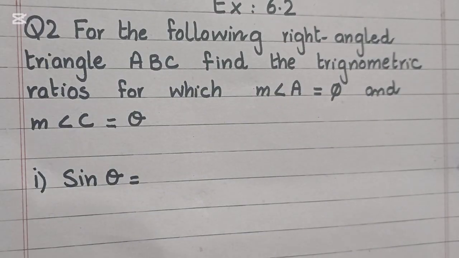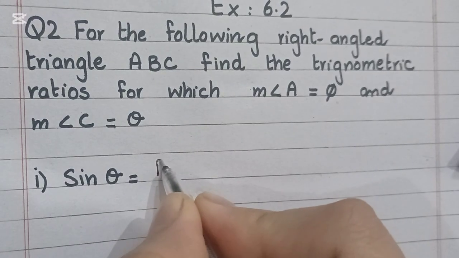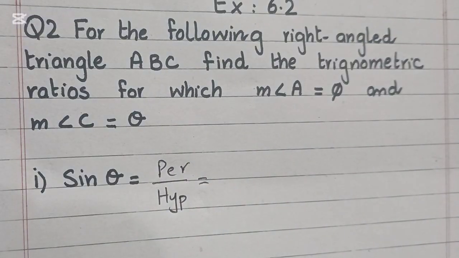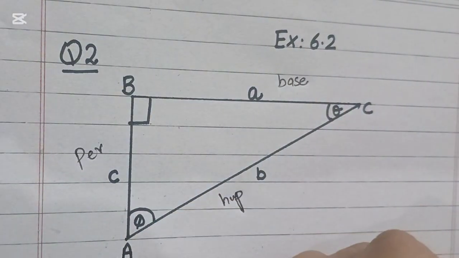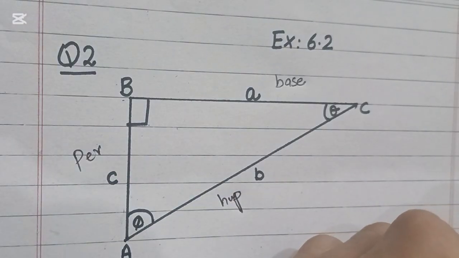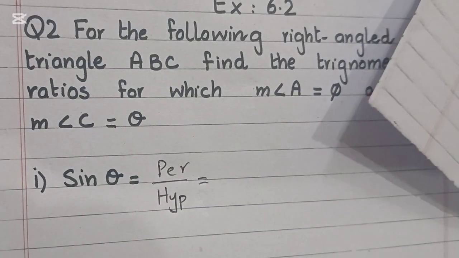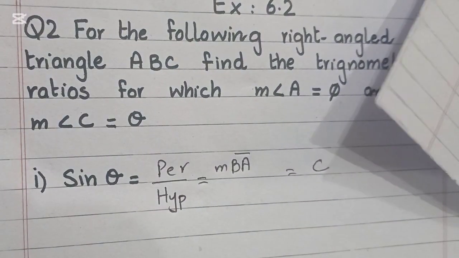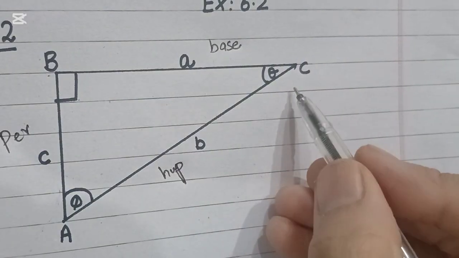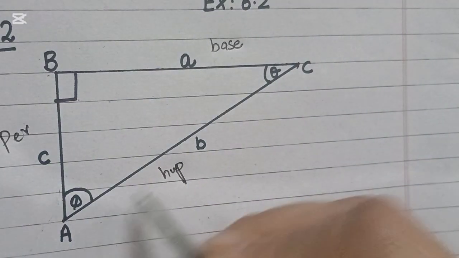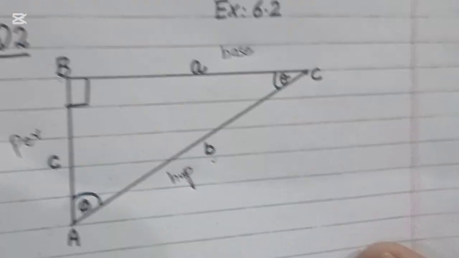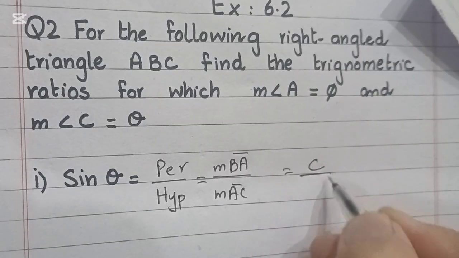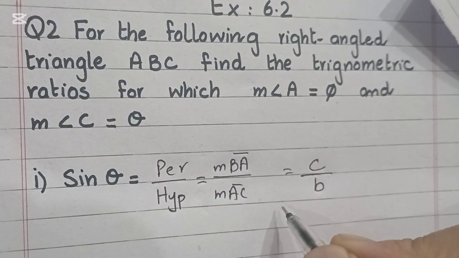Sin theta, as we know, is SPH: S for the sine, P for the perpendicular and H for the hypotenuse. The perpendicular side is BA, so we mention measurement BA which is equal to c. And the hypotenuse side is AC, measurement AC which is equal to b. This is our required answer of the first trigonometric ratio, sine theta.